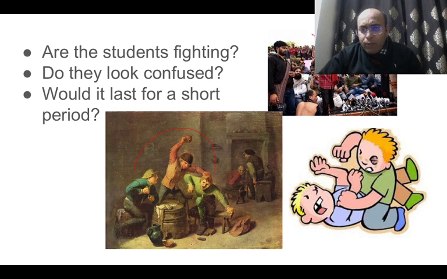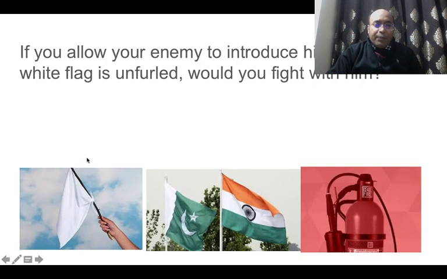This is a scene from JNU. So it says, are the students fighting? And they are fighting in a manner that they really want to hit each other. The eye of this boy has turned black, so he has been beaten severely. So we want to talk about a word that is scuffle. Scuffle, SCUFFLE.